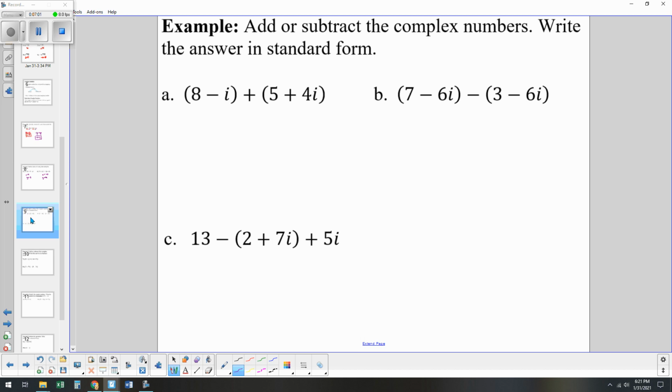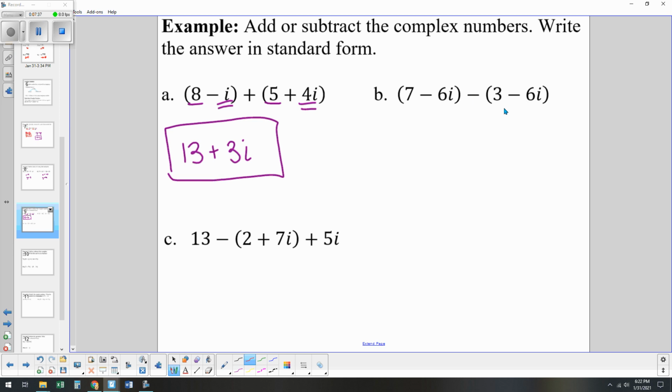We could also add or subtract numbers that are in standard form, complex numbers in standard form. We're going to focus on adding together or subtracting the real parts, and then adding together or subtracting the imaginary parts. We're treating them almost like they were binomials or trinomials. We're treating them as polynomials, and we're treating the i right now almost as if it was a variable. So if I combine like terms, 8 plus 5 is 13. Negative i plus 4i is positive 3i. And that's it. That's standard form because the real part came first, and that one's done.